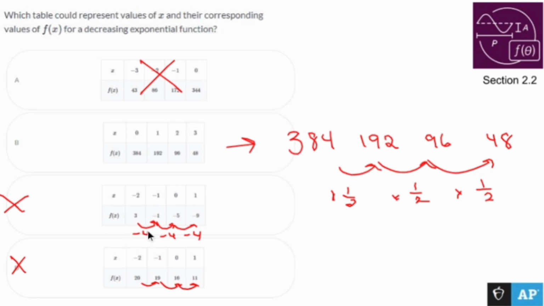When it's linear, like this one, you add the same number every time. When it's quadratic, the differences themselves change by the same amount, in this case a difference of 2. And this one was increasing. So B is the only one that decreases and decreases exponentially. So that's going to be my guy. I can't talk.